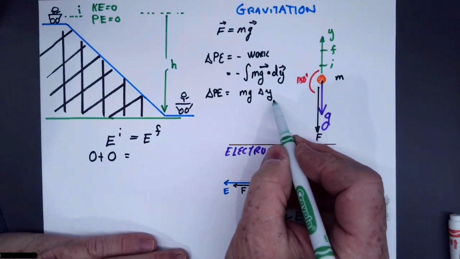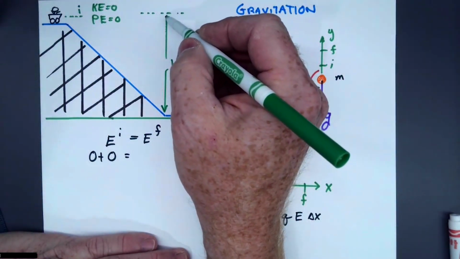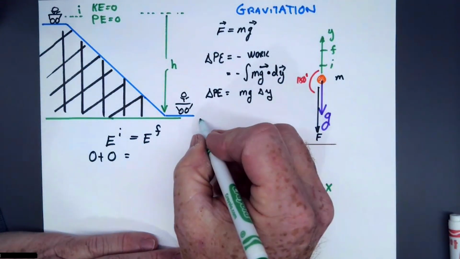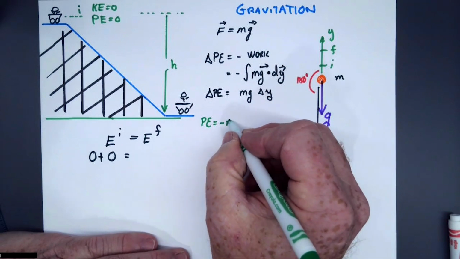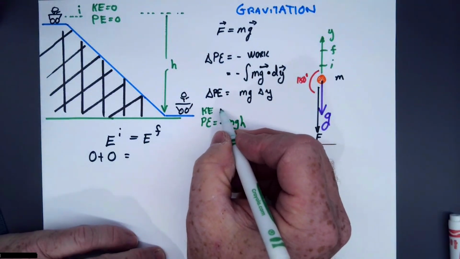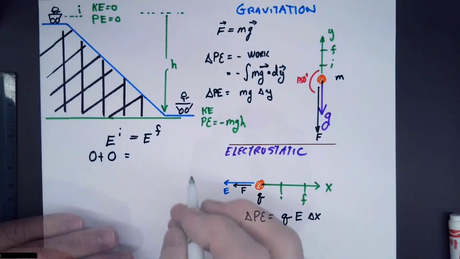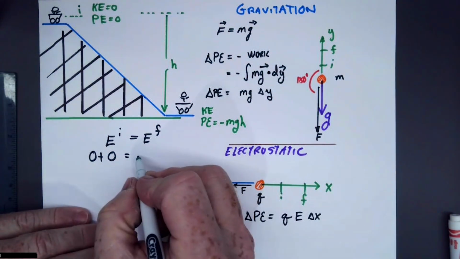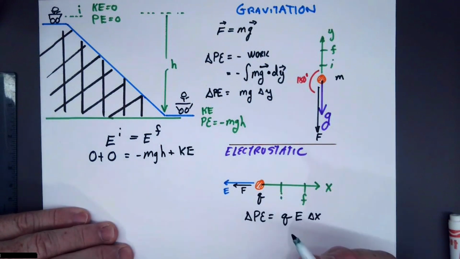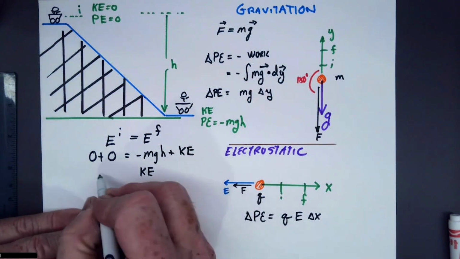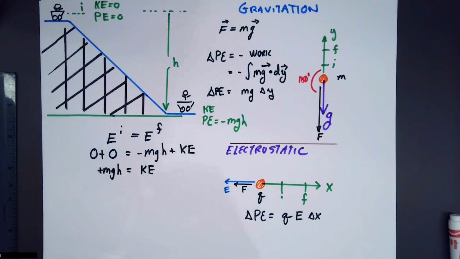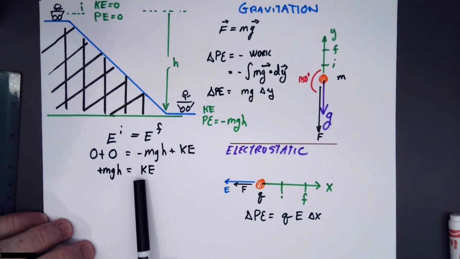Now, at the bottom of the hill, this says change in potential energy is mg, change in h. Or rather, change in y, where I'm going to put an h in for this change in y. And since I'm going down, this potential energy is negative. And of course, in the final state, I will have some kinetic energy. It's not zero, so I'm just going to leave it like that. So my final energy looks like minus mgh plus kinetic energy. Solve for kinetic energy, positive mgh. Now, the point of this is just to say, I'm going to have some positive kinetic energy.